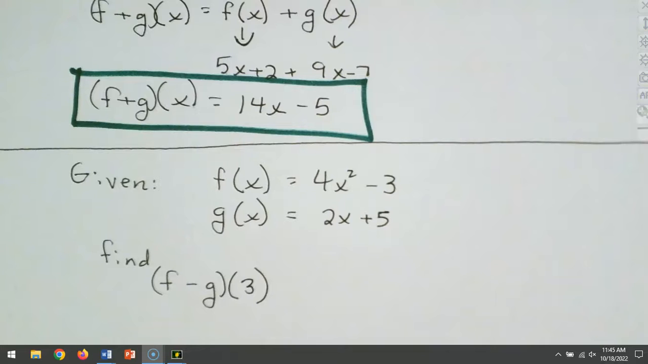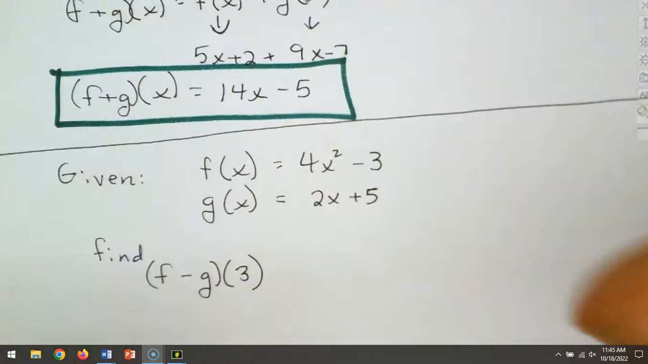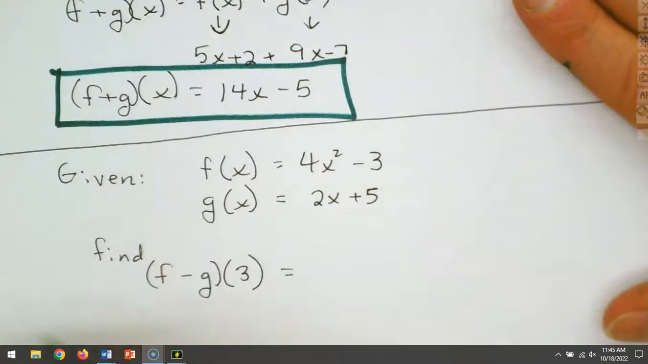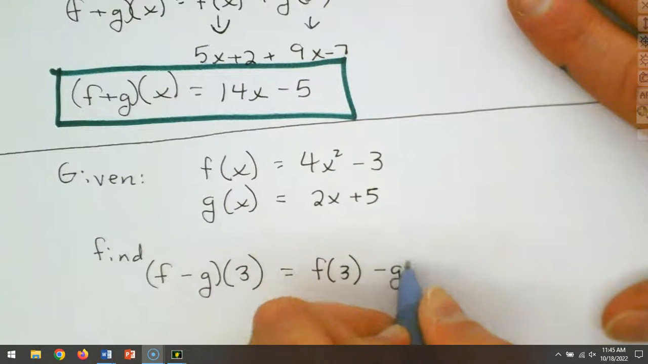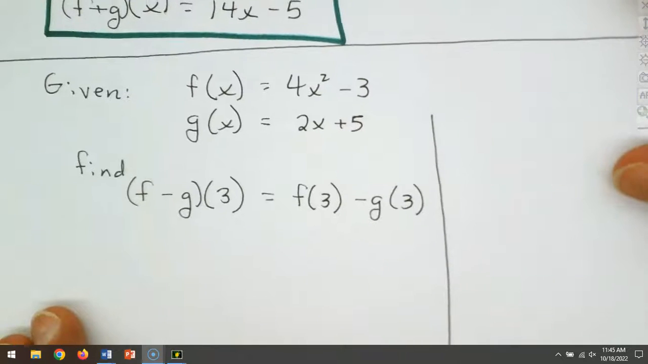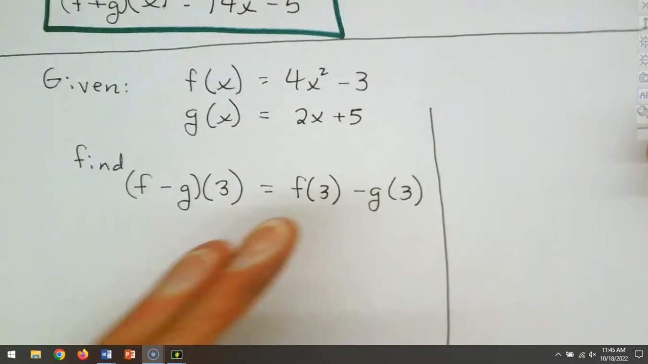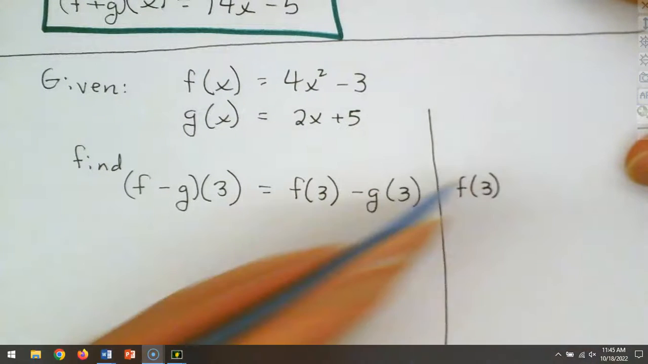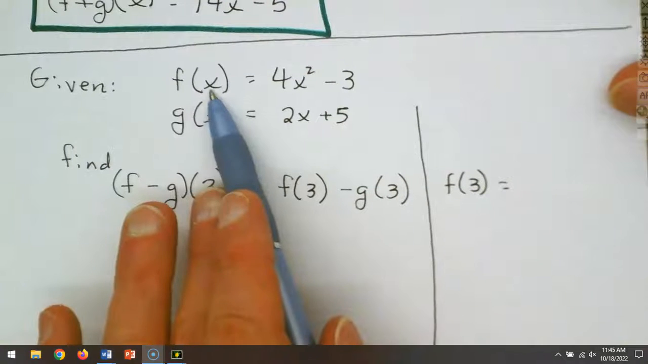Variable inside the parentheses, variable out. Number in, number out. So we can now rewrite this as f of 3 minus g of 3. Each one of those is going to be its own individual number. So we need to find f of 3. So I'm going to plug that 3 into my f function.